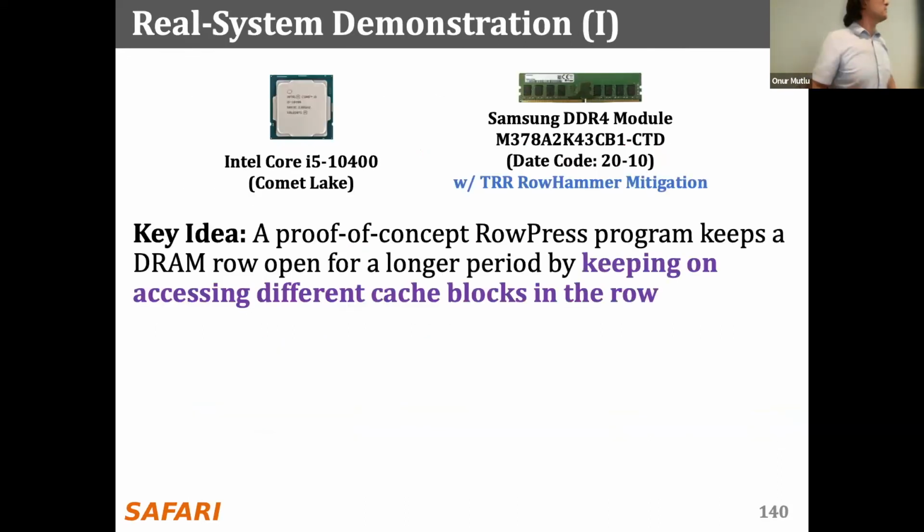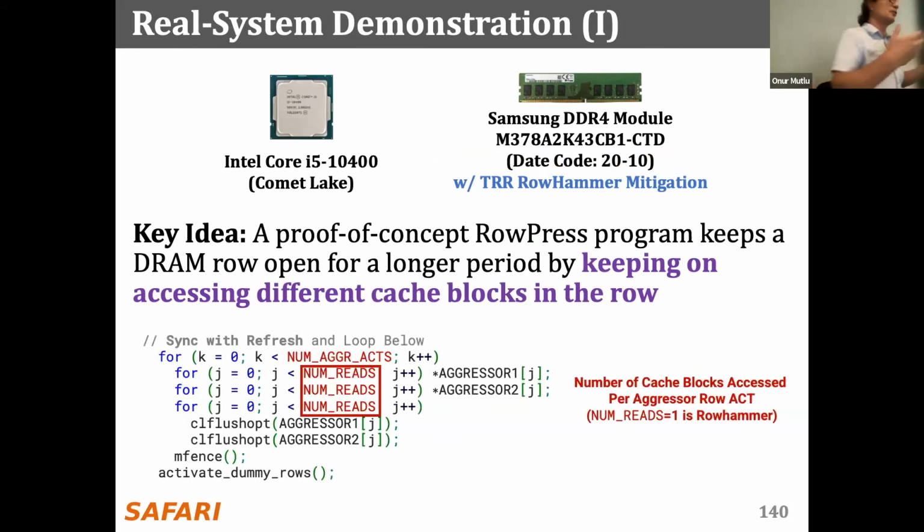So we also developed a proof of concept using an Intel Comet Lake processor and a real module that has RowHammer protection. And basically, our hypothesis was we could keep the row open by accessing the cache blocks in the same row using a program. And the memory controller would hopefully keep the row open. Existing memory controllers, most of them have adaptive row open policies. If you keep accessing the cache blocks in the same row, they keep the row open because they want to improve row buffer locality. And that's what we did essentially.